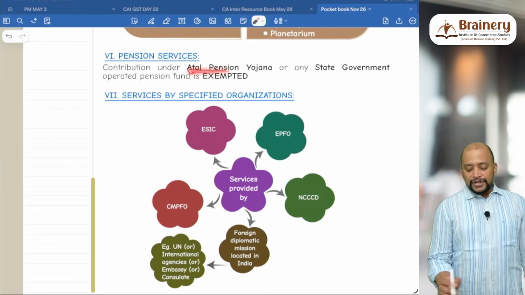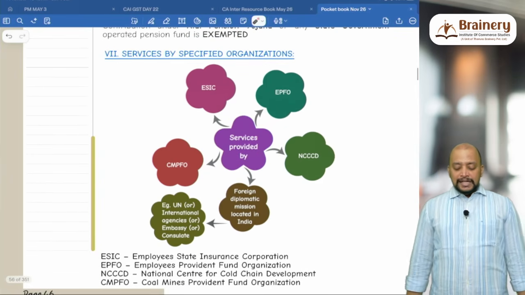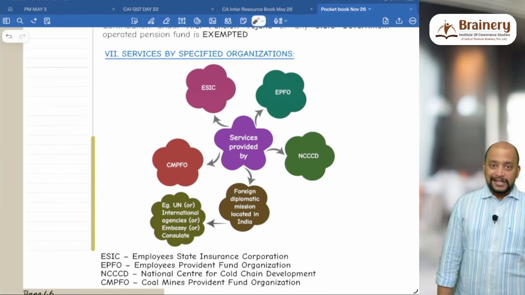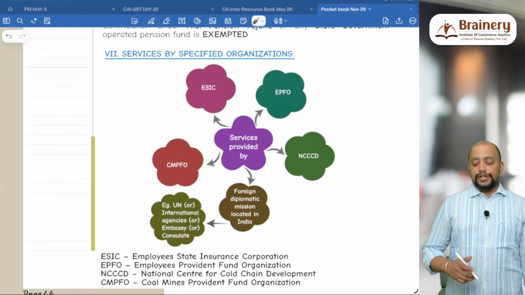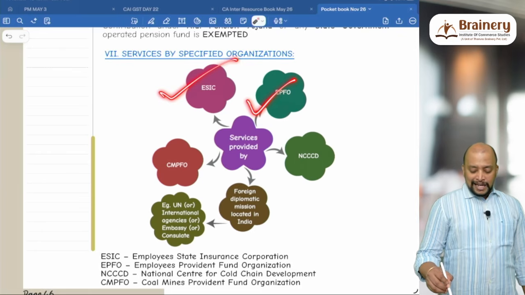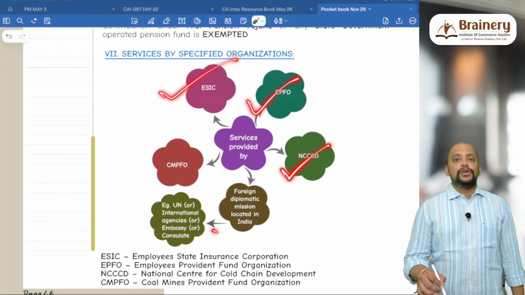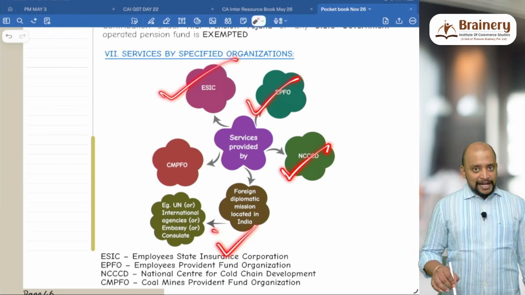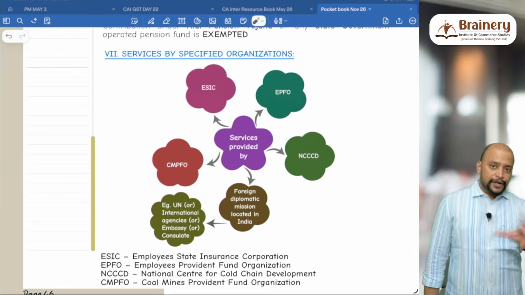One is Atal Pension Yojana, another one is state government operated pension fund. Then point number 7, services by specified organizations. What are those specified organizations? ESIC, Employee State Insurance Corporation, and EPFO, Employee Provident Fund Organization. Then NCCD, National Center for Cold Chain Development, Foreign Diplomatic Mission in India, and Coal Mine Provident Fund Organization. These are the specified organizations.